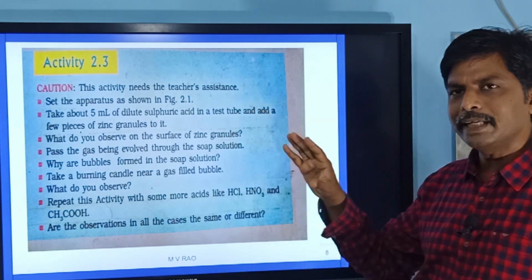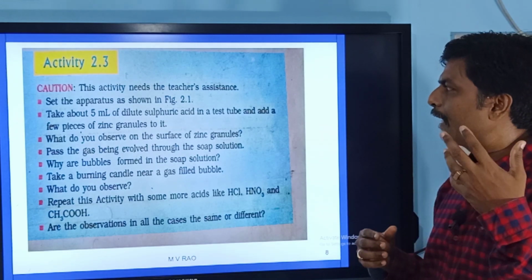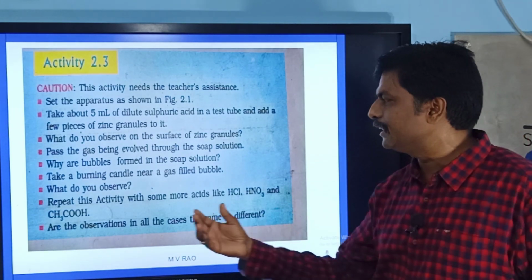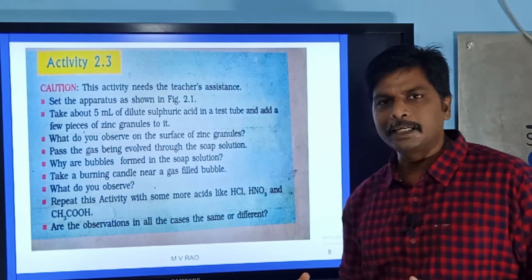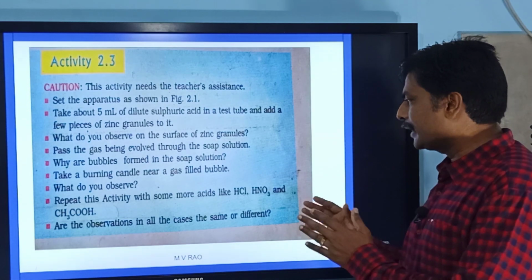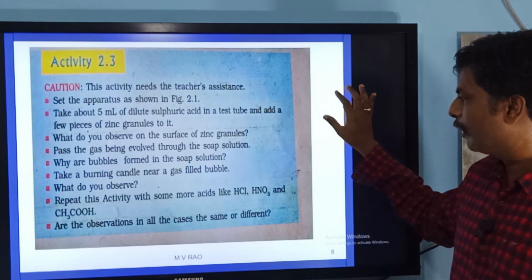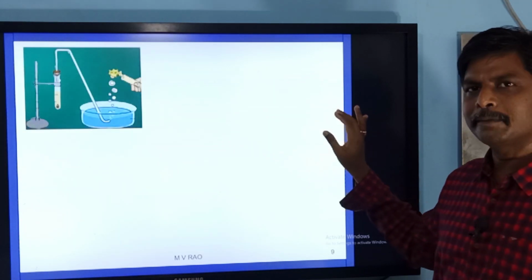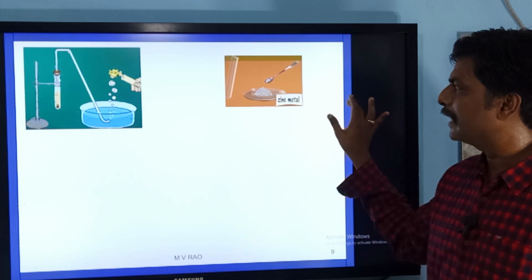After doing this experiment with dilute hydrochloric acid or dilute sulfuric acid, you can change this activity with nitric acid or acetic acid. So that means here you are using hydrochloric acid, sulfuric acid, nitric acid and acetic acid. What are the observations in all these cases? Either the observations are the same or different, you will see. This is zinc granules and acid.